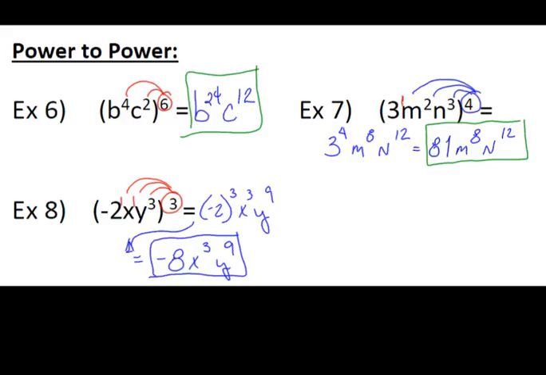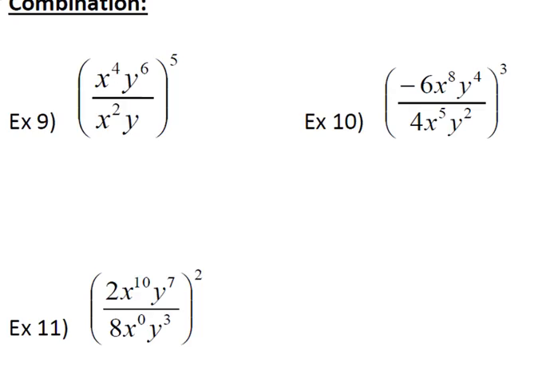We can then put everything together for our last examples here. Here, before I start anything, I'm going to distribute this 5 to every one of my exponents. So on top I have x to the 20th, y to the 30th, x to the 10th, y to the 5th. Now I follow my rules for division.